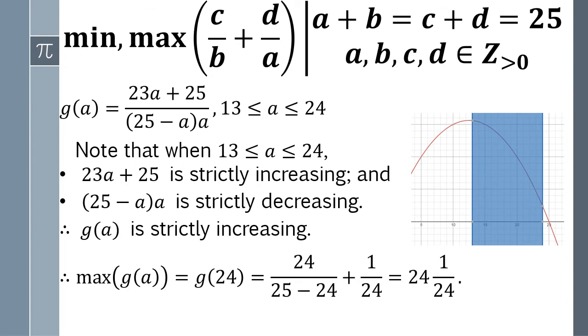And by plugging 24 into this expression, we can get the maximum value of G(A) equals 24 plus 1 over 24, which is also the maximum value of the entire expression.